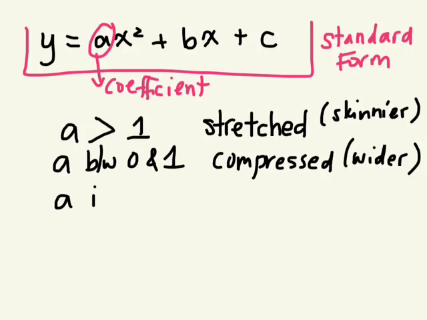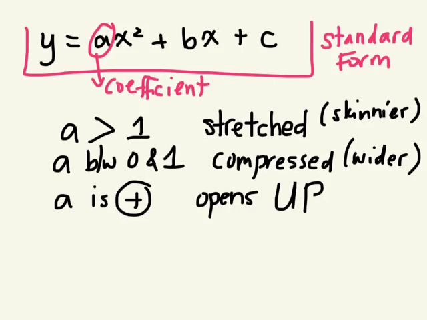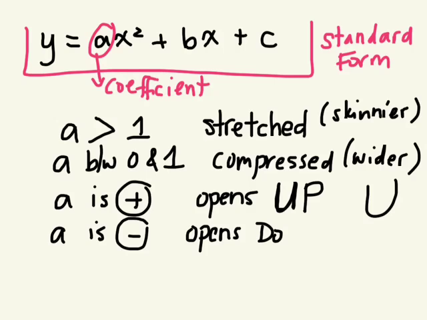If a is a positive number, so if the number in front of x squared was a positive value, how did the graph open? Think of the letter U in the word up, okay? Up, right? When a was a negative number, so when we had a negative sign in front of the x squared, how did the parabola open? Down. So they looked like this.